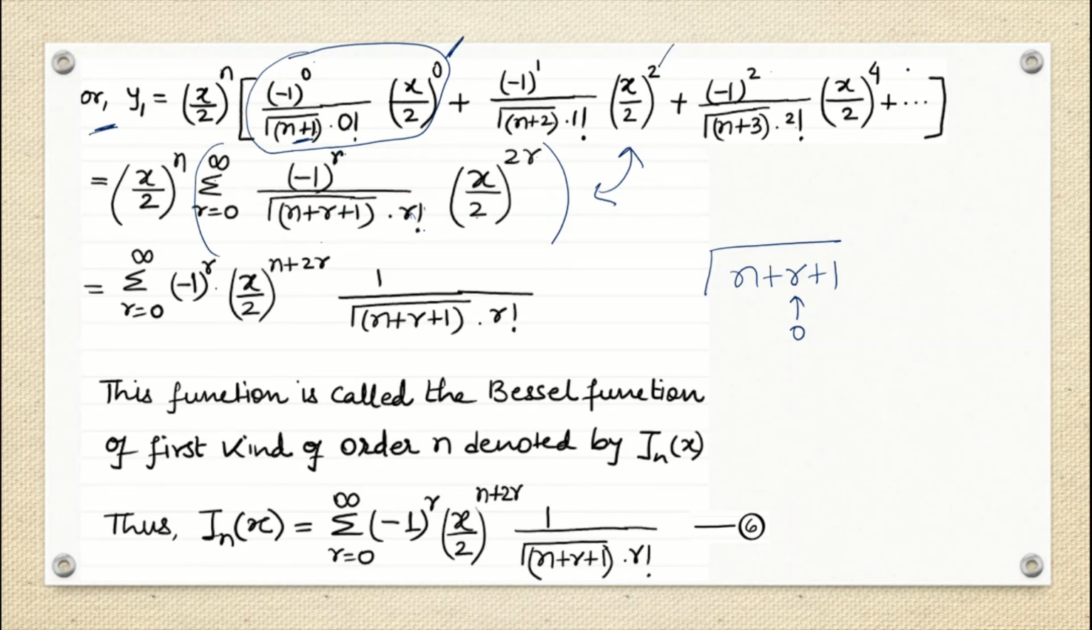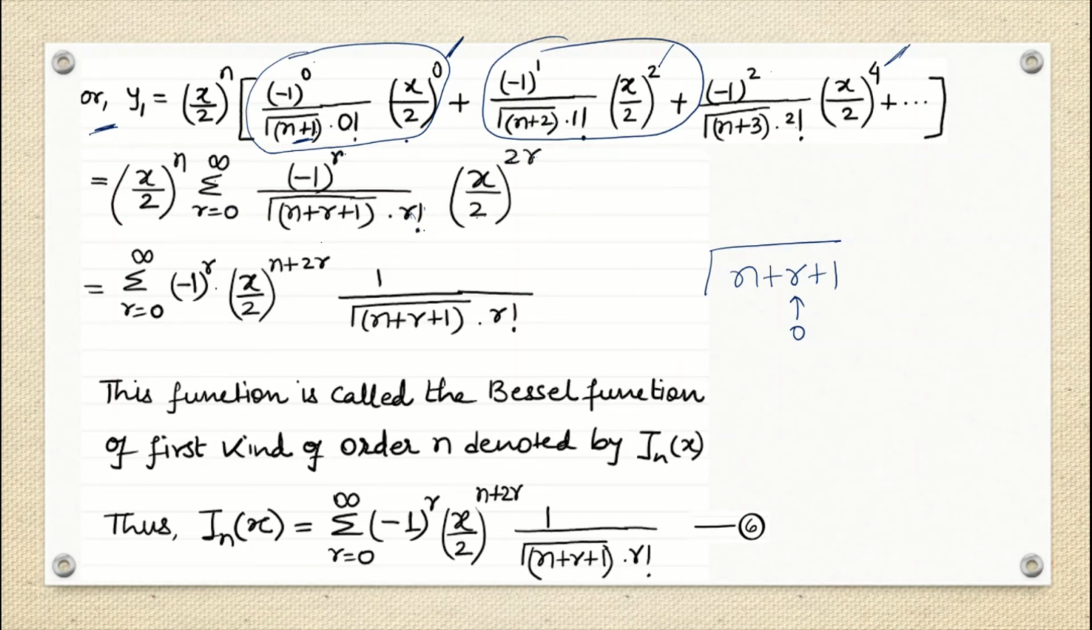For the third term, this is 4. That means if I make 2r, then it will be an even term, correct? So this is (x/2) to the power 2r, where r is 0. What if this is my second term? Suppose for this term, how am I going to get it if I put it in this fashion? You can say that this is nothing but r value 1.